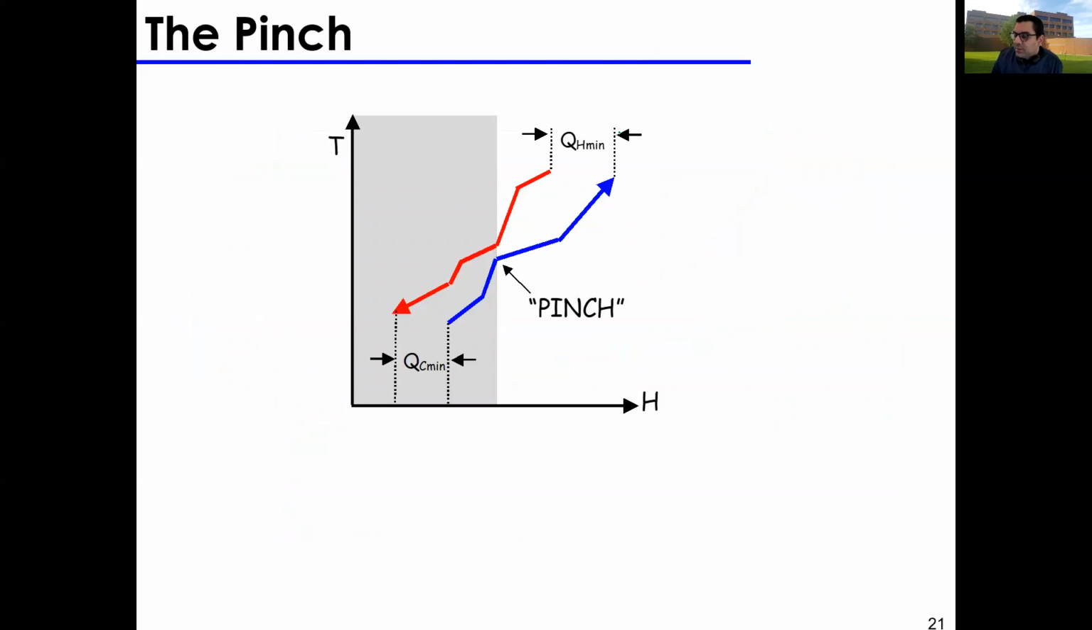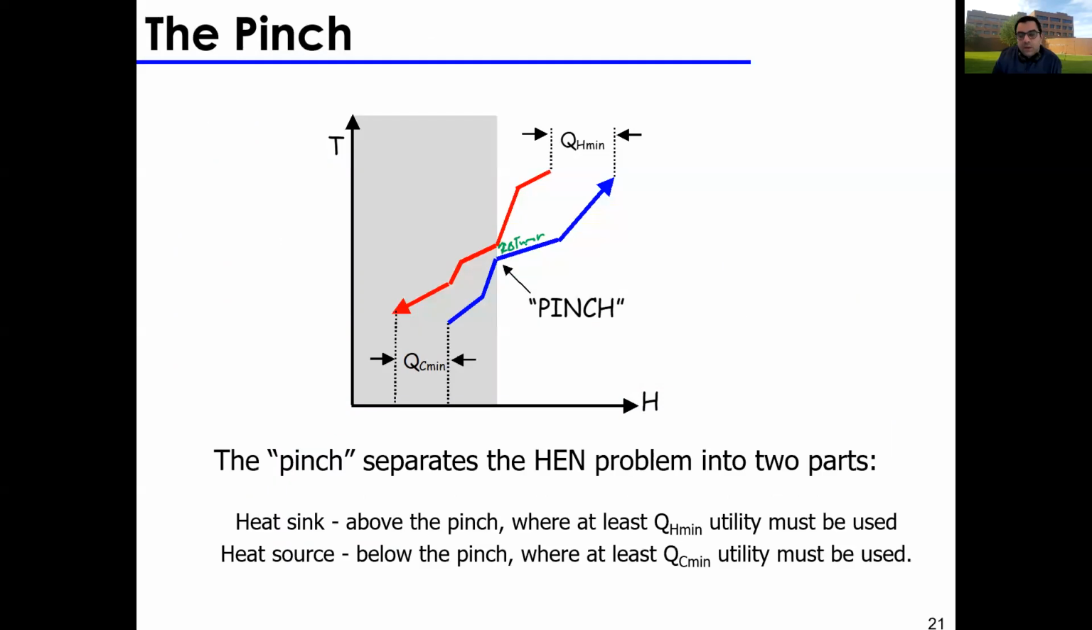So this point is called the pinch, which is the distance at which I have a delta T minimum. And what does this really mean? The idea of the pinch is that you're separating your heat exchanger network into two parts. A heat sink above the pinch, at which QH minimum utility must be used. So this part here is your heat sink. And then a heat source below the pinch, where at least QC minimum utility can be used.